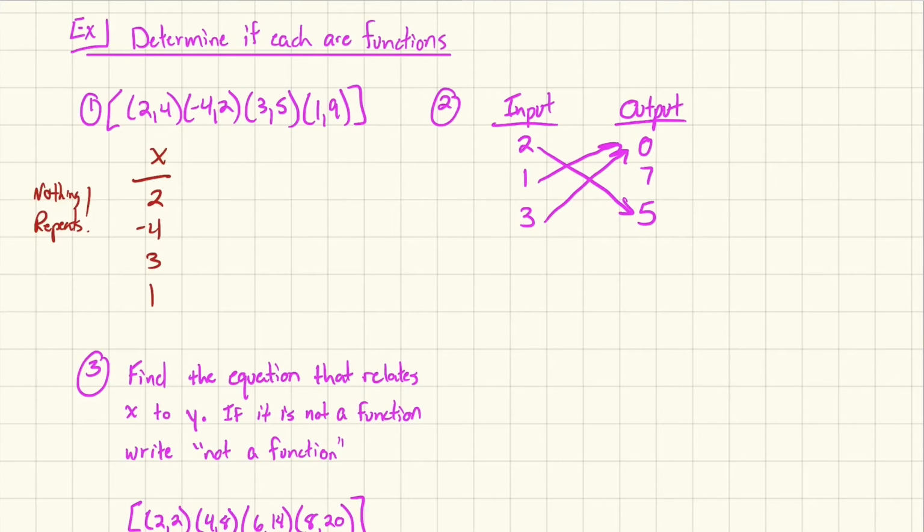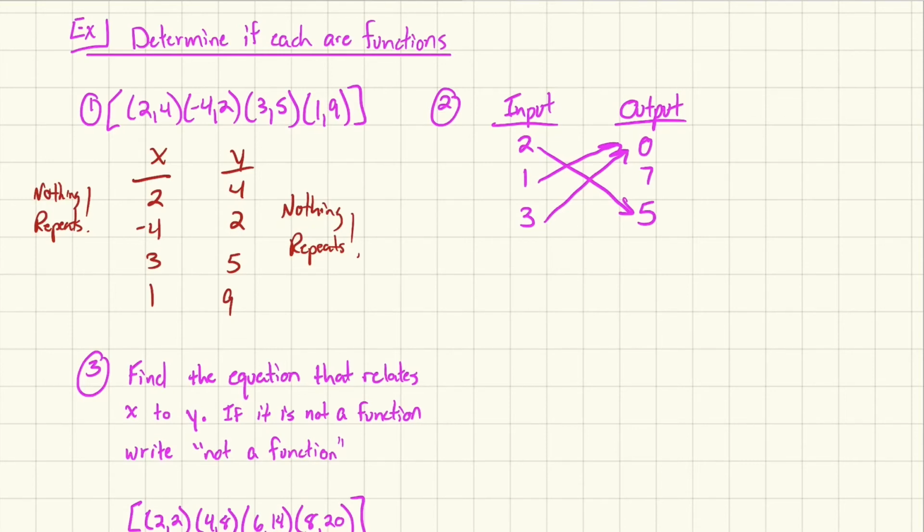Then we look at our y values. Y values are 4, 2, 5, and 9. Again, you got to check to make sure nothing repeats. If something does repeat, then you erase the extra one. We can't have any doubles in there. And now we just map everything.